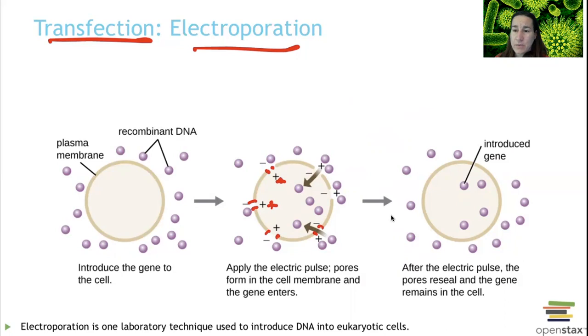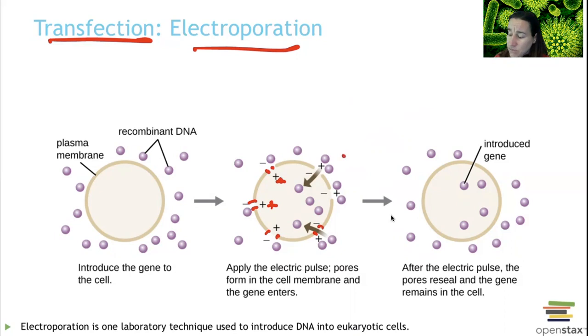And the information that we have, this DNA that we want to get into the cell, DNA is naturally negatively charged because of those phosphates on the end. DNA has nucleotides, and it's phosphate, sugar, nitrogenous base. Phosphates have a negative charge. DNA has an overall negative charge.